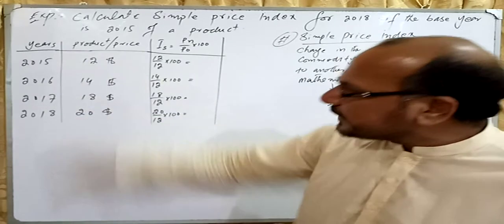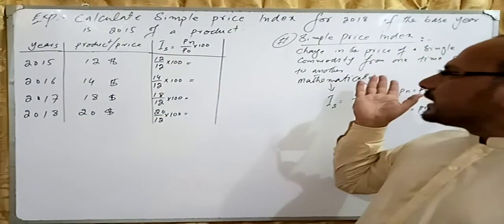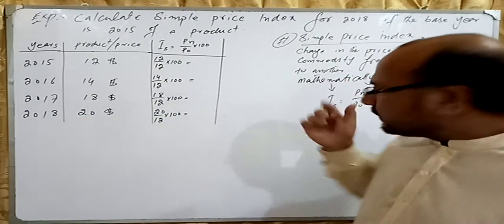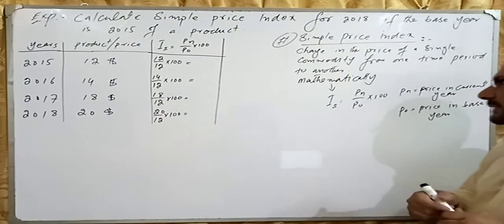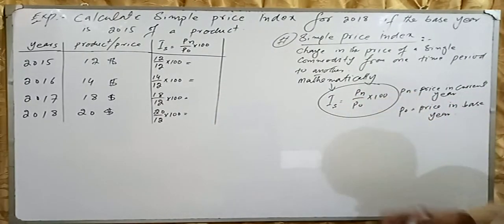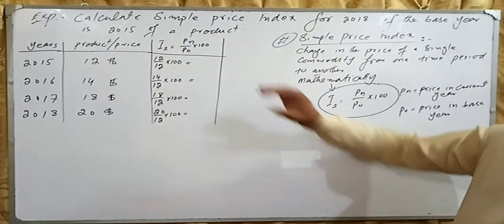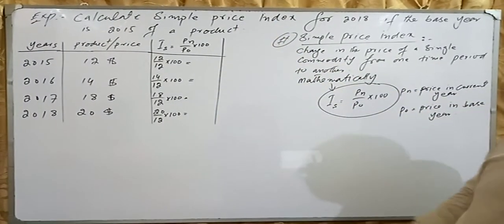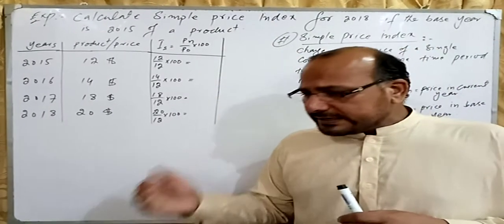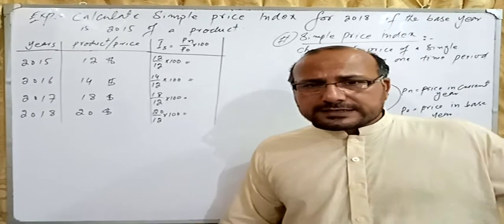So we need to do the calculation by using a simple price index. We need to use the formula of the simple price index. To use this formula, we can do the calculation like this. Remember, we have two types of year. One is called the base year, and another is called the current year.